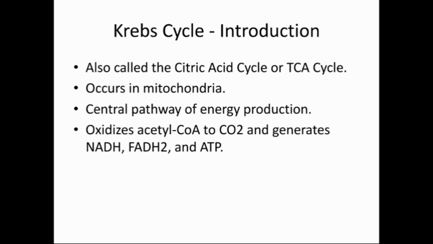Krebs cycle, also called Citric Acid Cycle or TCA Cycle, occurs in the mitochondria. It is the central pathway of energy production. It oxidizes Acetyl-CoA to carbon dioxide and generates NADH, FADH₂, and ATP.